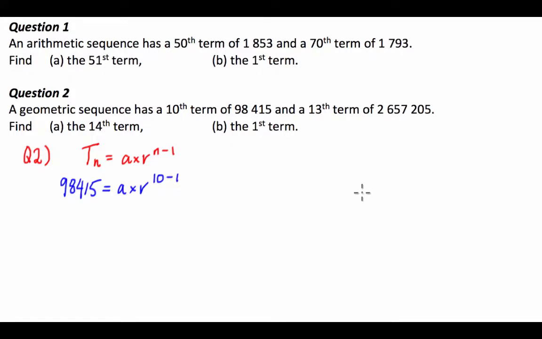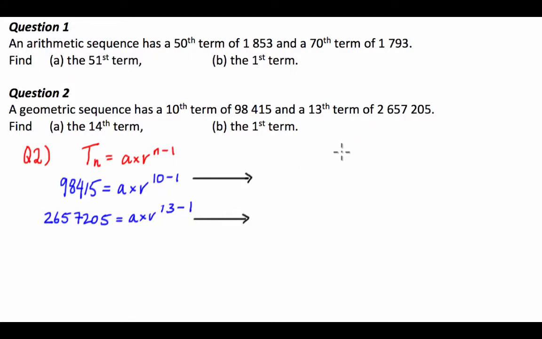We're also going to enter in the information from the second part, where we have this 2 million term, where we have 2,657,205 is equal to a times r to the power of 13 take 1. Now what we're going to do, guys, is on both of these formulas, we're going to make them both in terms of a. So let's just get some arrows going.